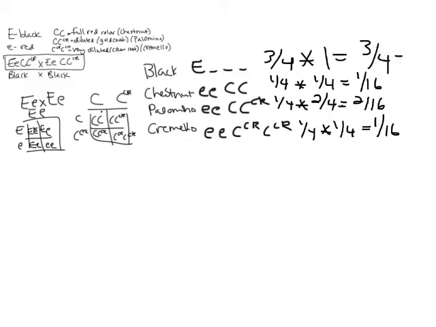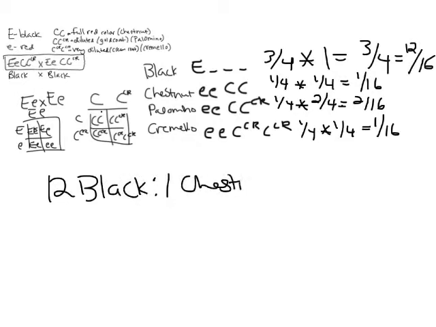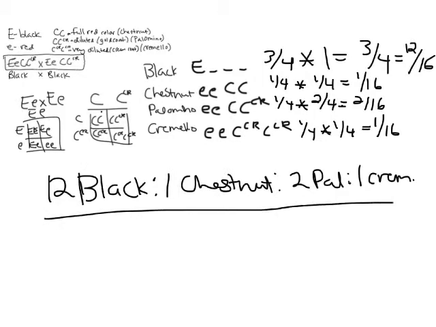So to convert 3/4 to 16ths is 12/16. So 12, 13, 14, 15, 16. Okay, good. So we expect 12 black horses to 1 chestnut, to 2 palomino, to 1 cremello. And that would be the proportions of the offspring that we're expecting. This would be the expected phenotypic ratio.